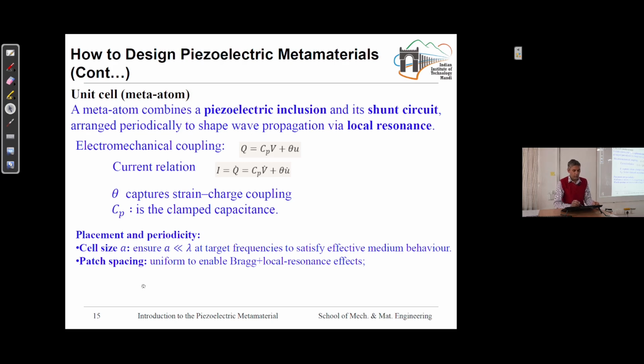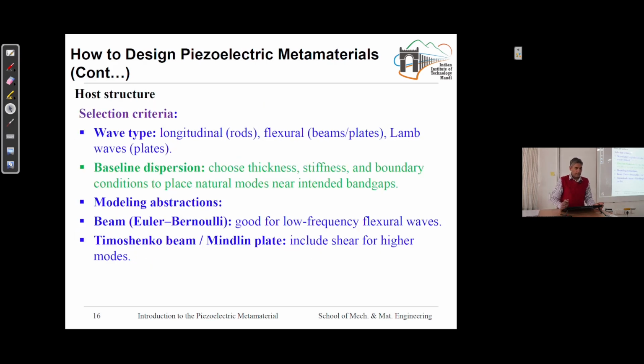Lambda of course depends on the requirement, which type of vibrations we have. Then patch spacing, that is how much distance between the two patches, the so-called distance D. So D includes both A plus the gap. Then the host structure depends on wave type. If you have a longitudinal wave, then we can use a rod. If we have a flexural wave, then we can use a beam or plate. If we have a Lamb wave, then we can use plates again. Sometimes we can also use a shell.